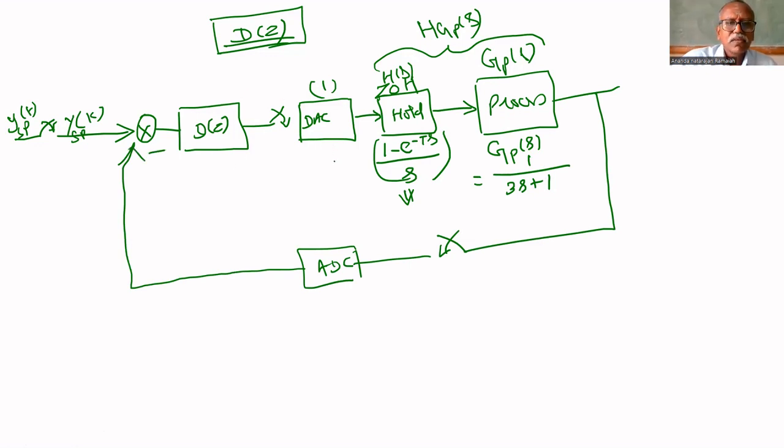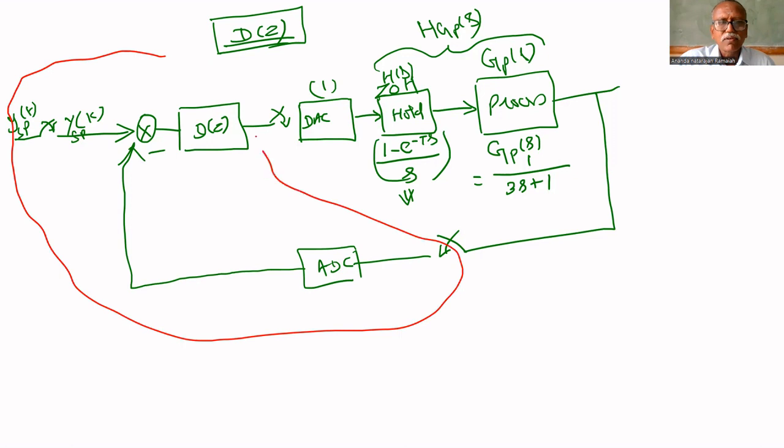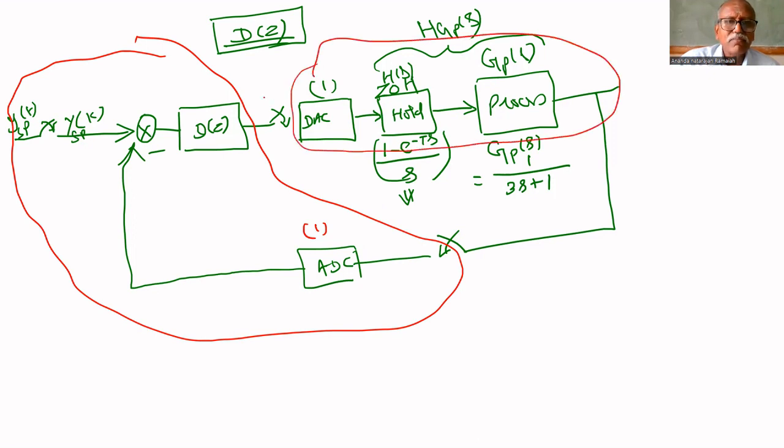Here, this part is the digital environment. Its transfer function is 1 because it just converts analog into digital. So this part is the digital part. This part is the analog part. In between them, samplers are there.